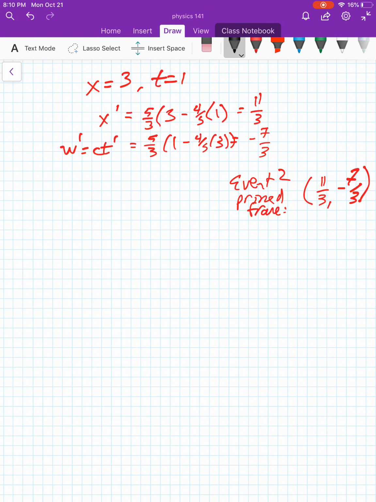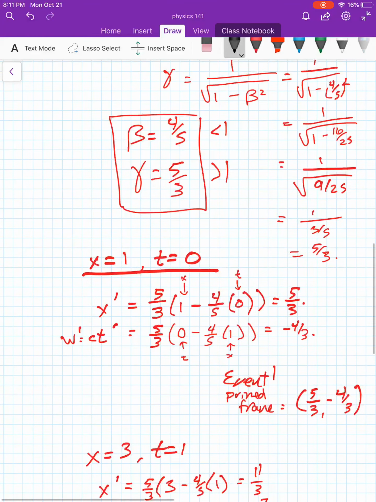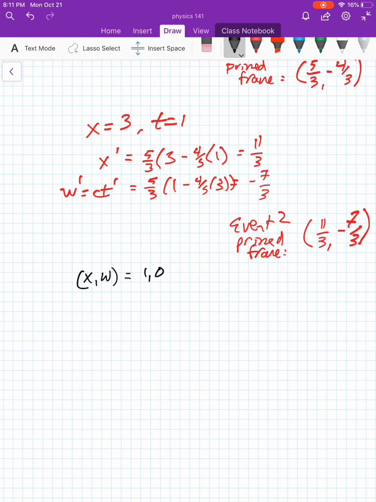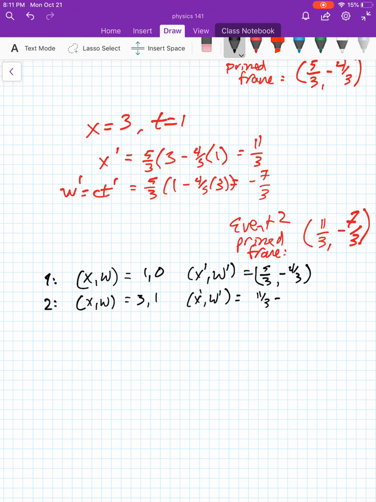That means that we have one frame in which the events, x and w, since we're in normal units, are 1 and 0. X prime and w prime are 5/3 and minus 4/3. So both x and w change. This is event 1. For event 2, x and w are 3 and 1. X prime and w prime are now 11/3 and minus 7/3.